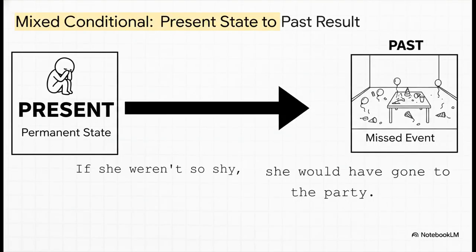Now, this second type is a little less common, but it's still so useful. It connects a present, ongoing thing, like part of your personality, to something that happened in the past. If I weren't so shy, that's a second conditional part describing how you are now, but it explains a past event. I would have gone to the party, which is a third conditional result.